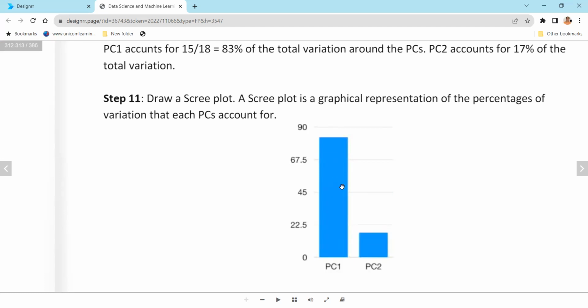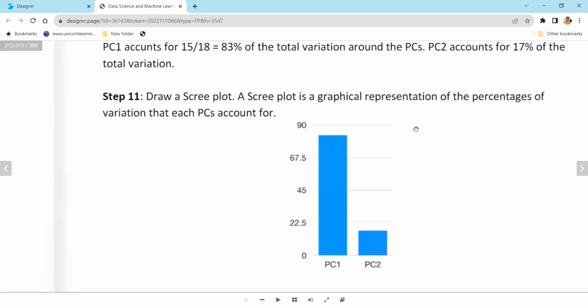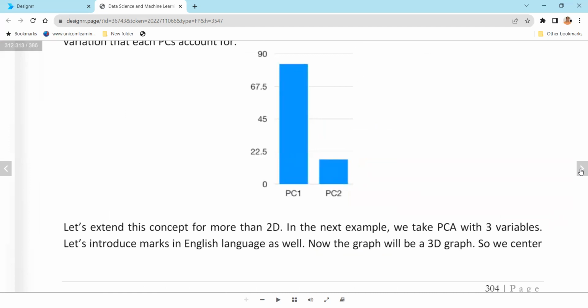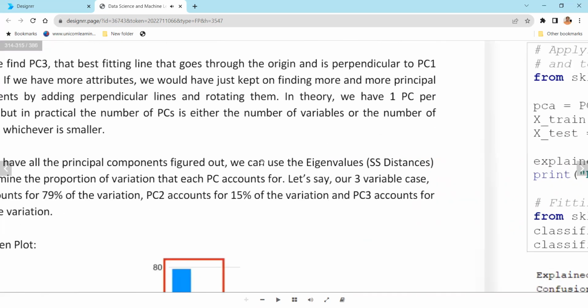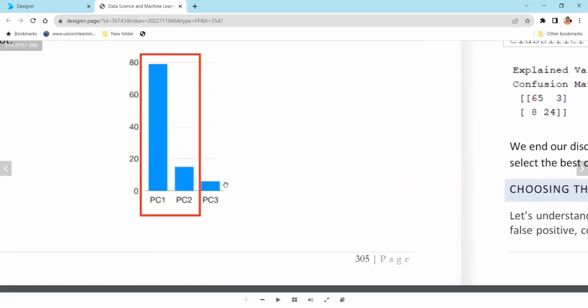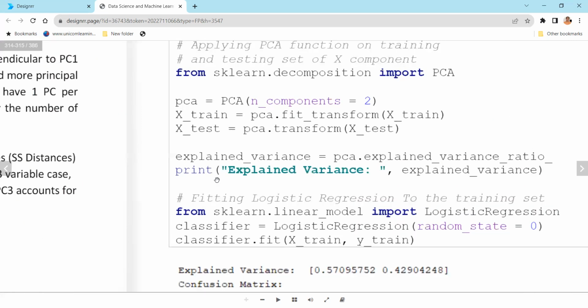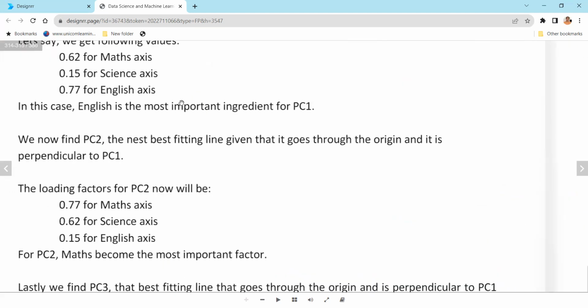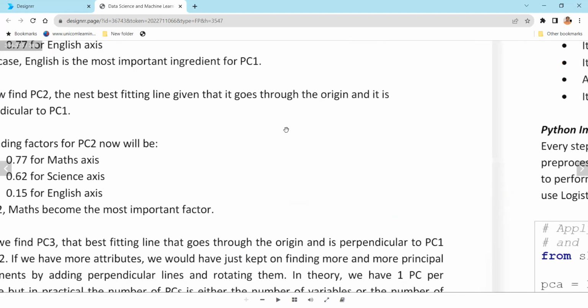Now here PC2 contribution of 17% is also significant, right? So probably you can keep it. Now when you create a three-dimensional one, you might get something like this. Third contribution maybe 3% or 2%. So you can decide to keep the first two features and remove the third feature. So yeah, understanding is a little complex. If you follow this, you will get it. But anyway, this is for your understanding.